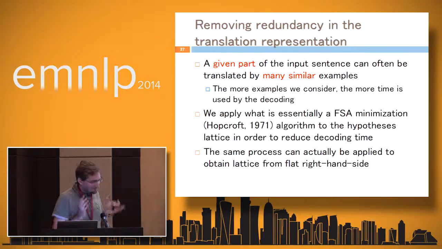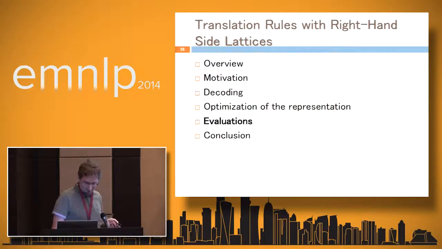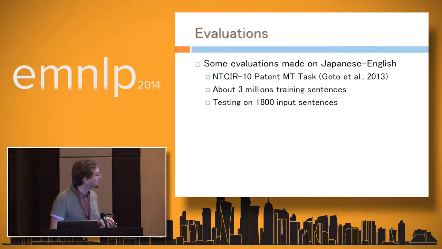Okay, so basically we can somehow minimize the lattice representation. So now the interesting question is, does it bring some benefits in terms of decoding? That's what we are going to see right now. We did some small experiments on a Japanese-English corpus, which comes from the NTCIR-10 patent MT task. This task provided pretty large training data, and we tested on a bit less than 2,000 input sentences. These are very technical sentences, usually pretty large.